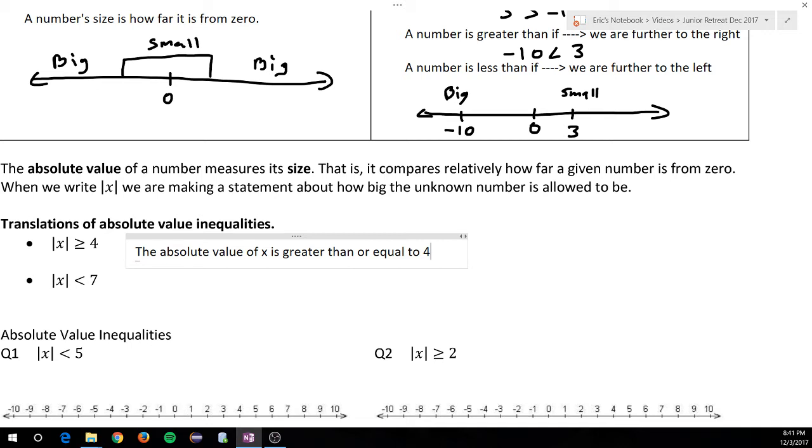Similarly, if I were to read the second absolute value inequality, this is the opposite case. This is saying the absolute value is less than 7. That's implying that we're supposed to stay close. I could be 1 away, 2 away, 5 away, but I can't be 10 away. I have to be less than 7 away from 0. I guess I should write the number too.